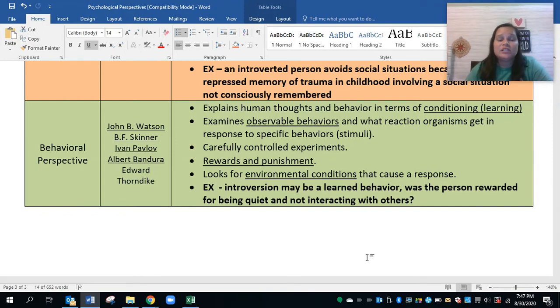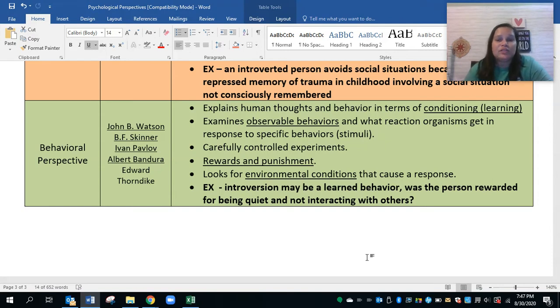Remember that people didn't like that Freud's information was pretty much from his own self-analysis and that he had made these things up and there was no empirical data there. So now we have this radical shift that says we only want things that we can actually see. So that's why we're going with observable behaviors in the behavioral perspective.